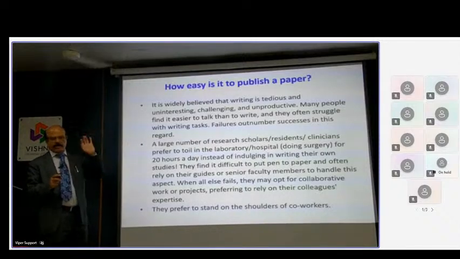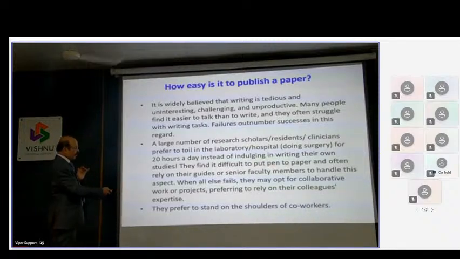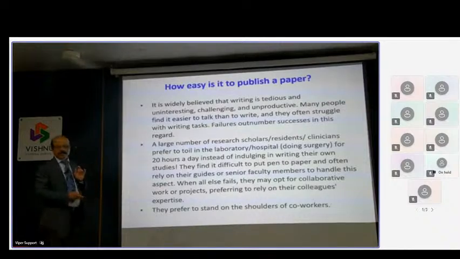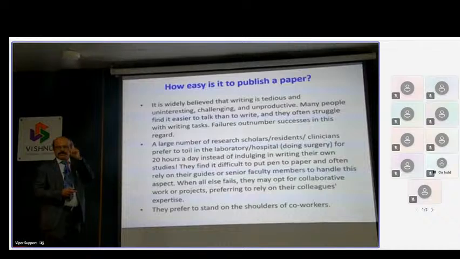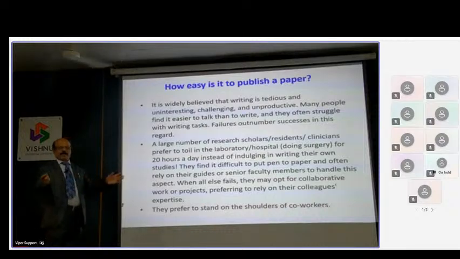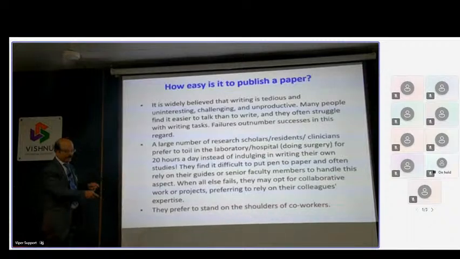People say, I can toil in the laboratory, but I can't write a paper. They find it difficult to put pen to paper, and often rely on their guides or senior faculty members to handle this aspect. This is not correct. So you should inculcate the habit in students that they must write a draft paper. When all else fails, they may opt for collaborative work or projects, preferring to rely on their colleagues. They prefer to stand on the shoulders of co-workers. This is what happens. My co-worker, he will do it.